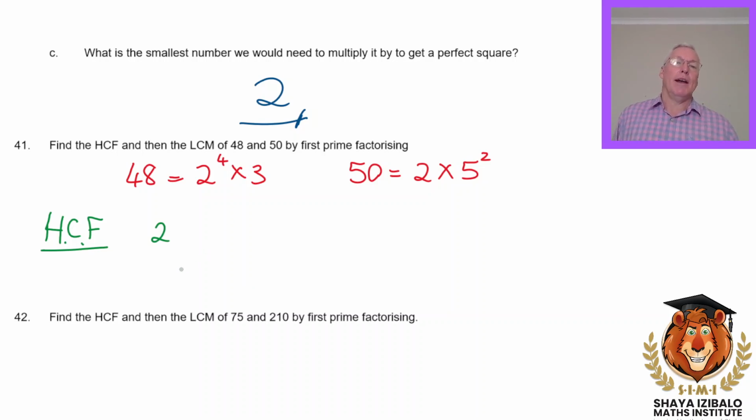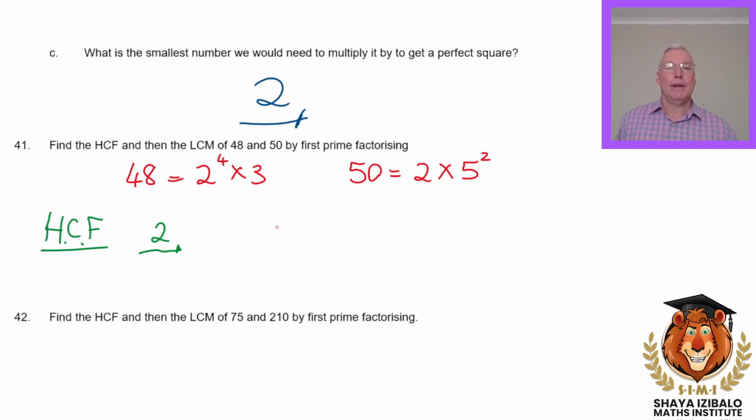Now, if we think about it, if we had, say, 2 2's, that would be a problem, Nancy and Kienga, because this cannot divide into that because there's only 1 2. So we actually need to take the lowest number of 2's. And so in fact, the HCF of 48 and 50, the biggest number that divides into both of them, is just 2. Let's now do the LCM, right?